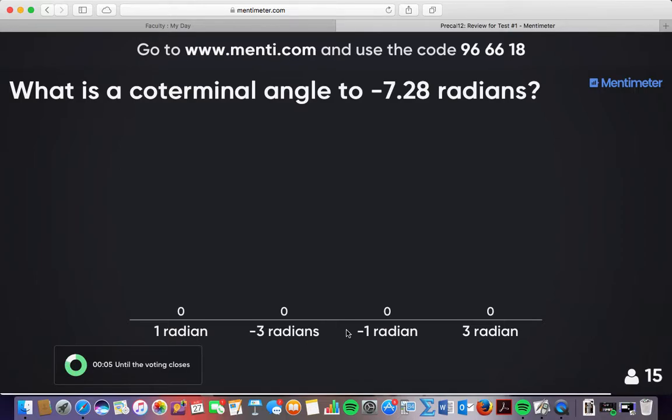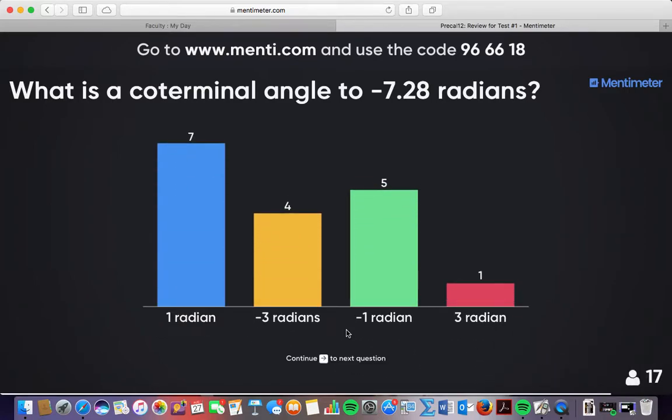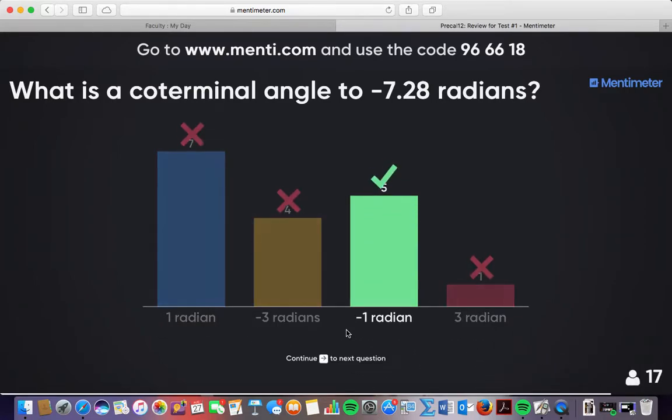Is it easier to do this on your Mac or phone? Is it good on your phone? Is it okay? All right. Same. All right, the answer? It's actually negative 1 radians. It's actually negative 1. Add 6.28. That would be the same as adding 360.